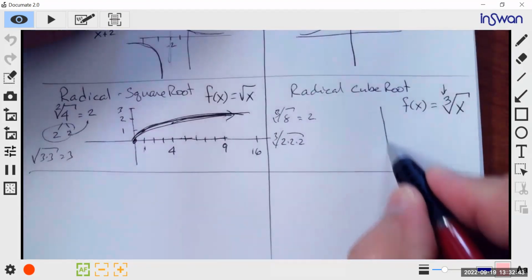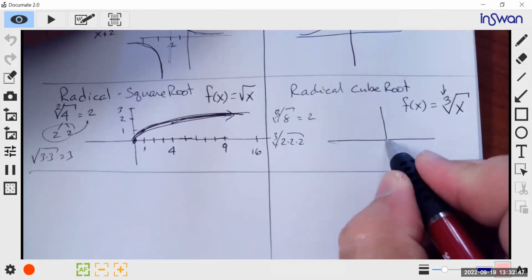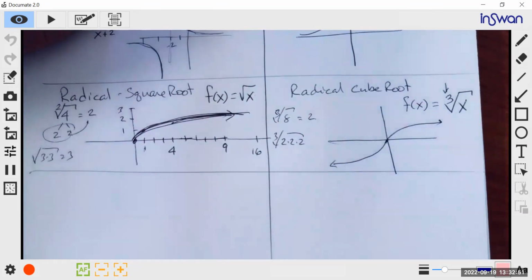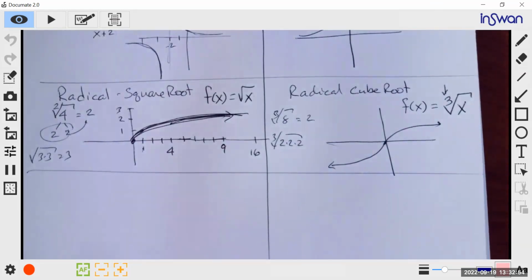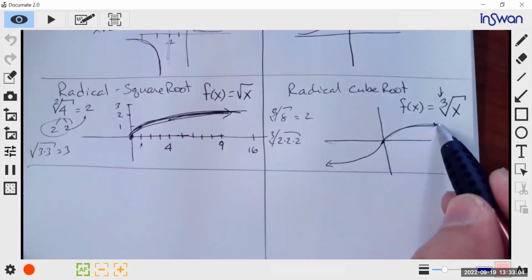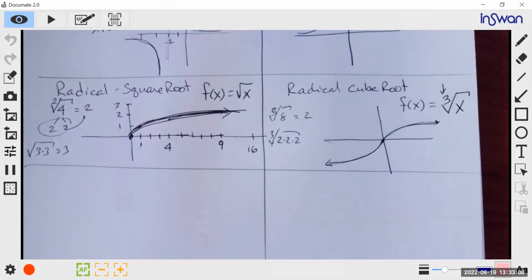Now, because it's cubic, it's an odd root. It can be negative, it can be positive. So if you have a cube root function, it has a square root side, but then it has the negative side. So far, so good.